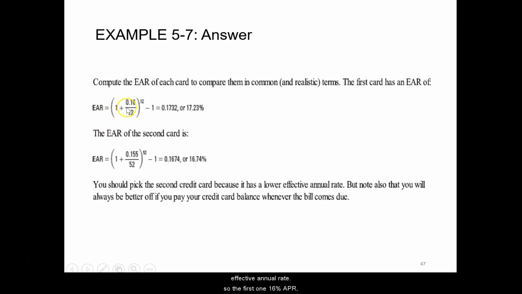For the first one, 16% APR with monthly compounding, we fit into the formula and calculate the EAR as 17.23%. For the second card, 15.5% compounded 52 times a year, the effective rate is 16.74%. So once you calculate the effective annual rate for both cards, you can compare them and decide which one is actually less costly for you, because it will let you pay the lower interest rate.